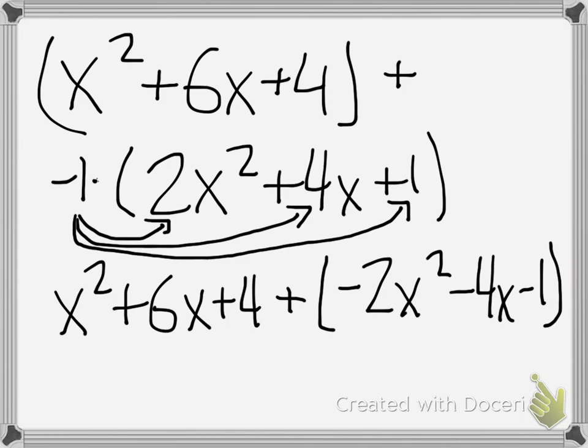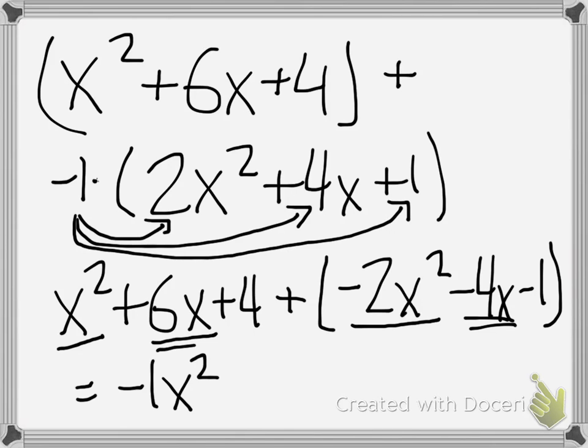That is, when I do this addition, I have x squared plus -2x squared. That's the same as x squared minus 2x squareds. So I have -1x squared. And my x term, I have 6x minus 4x. That's just 2 x's left. And I have 4 minus 1. -x squared plus 2x plus 3.